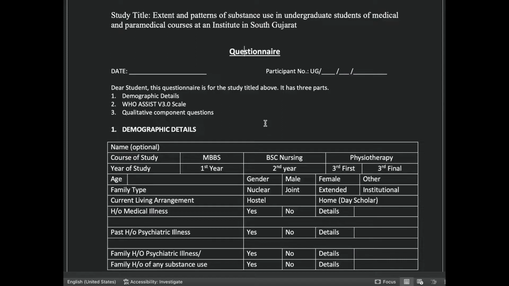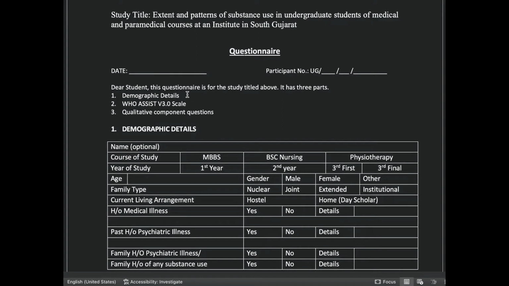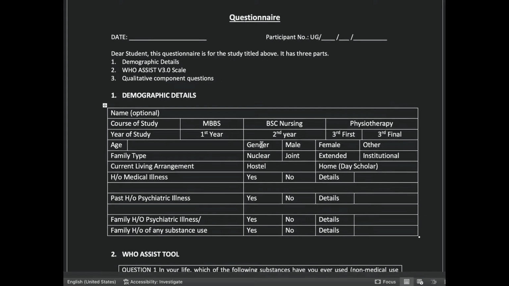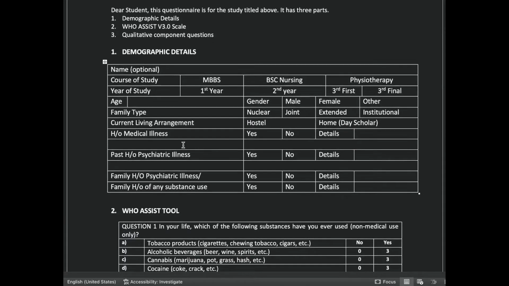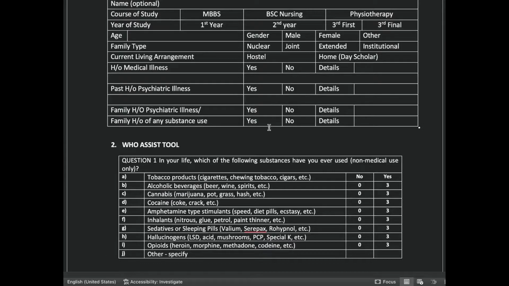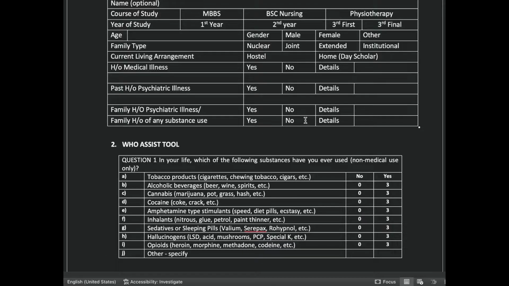What do we have? Initially we have demographic details. Most of the time the project or the questionnaire starts with demographic details like age, gender, occupation, education, family type, current living arrangement, past history, family history of substance use. These kinds of things. Demographic details are a kind of introduction to our data, or introduction to our project participant, our subject.